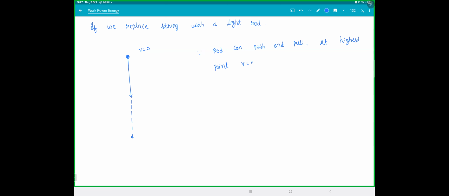At the topmost point, v can be 0. So what happens here? This rod is, instead of pulling, actually pushing, T, and this is mg. A string cannot do this. A string cannot push.